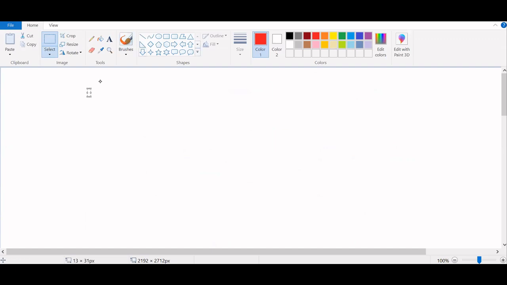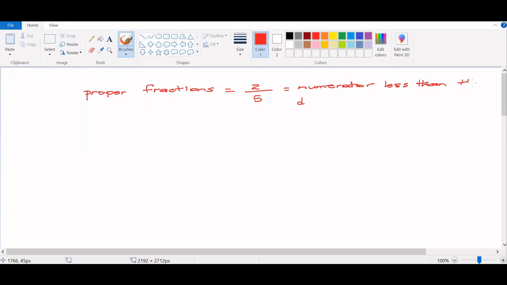Proper fractions are so called because we don't have to do anything else with them. So proper fractions occur when the numerator, for example 2 over 5 is a proper fraction, is smaller or less than the denominator. That's a proper fraction.